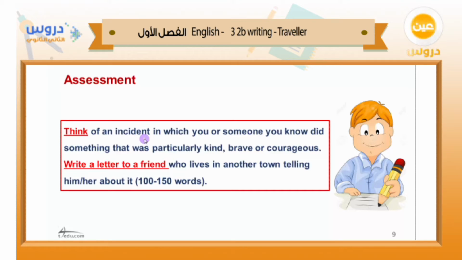So think of an incident in which you or someone you know did something that was particularly kind. Maybe you did something kind, or someone else did something kind for you, or something brave or courageous, something really heroic. And write a letter to a friend who lives in another town, telling him or her about this heroic thing, maybe something nice, something kind, and write between 100 to 150 words. This is for your letter.